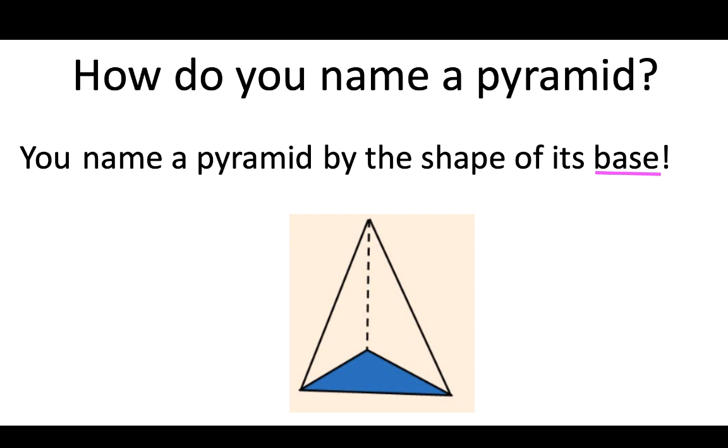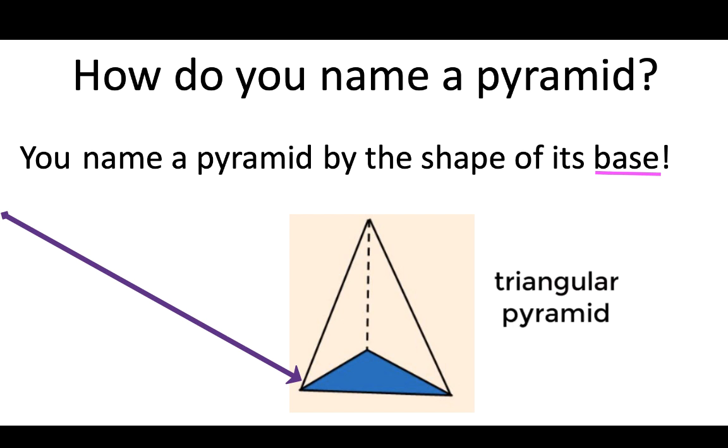Look at the face of this pyramid that is blue. That is our base. And you can see that really it's no different than any of the other faces on the pyramid, for it is a triangle. So this would be a triangular pyramid. Go ahead and write that in next to the picture.